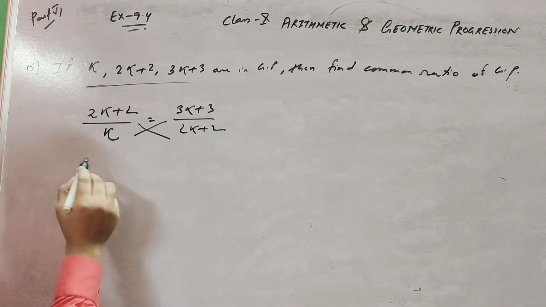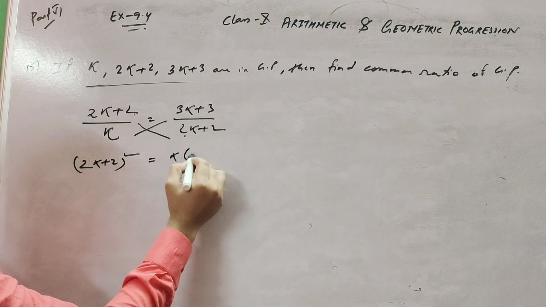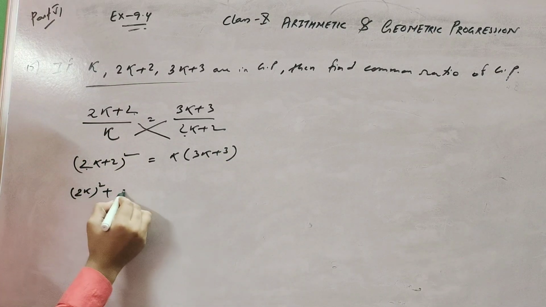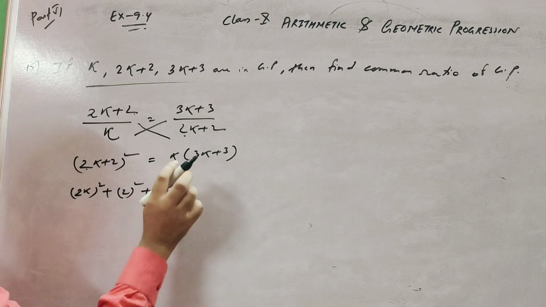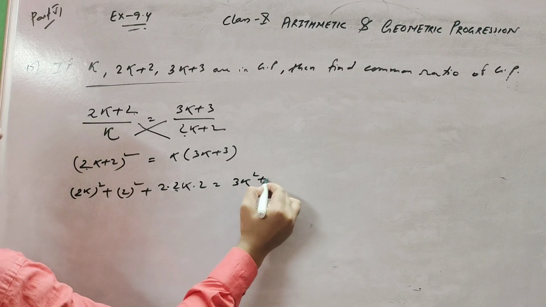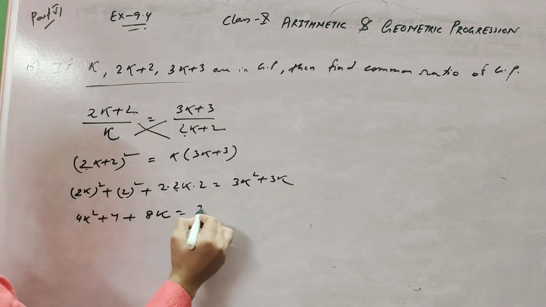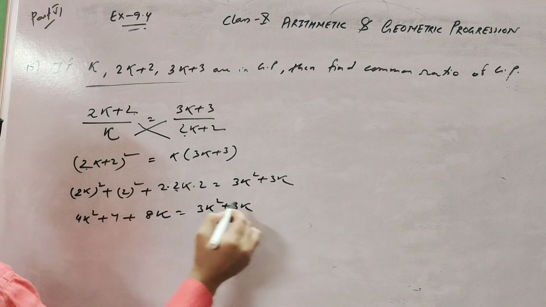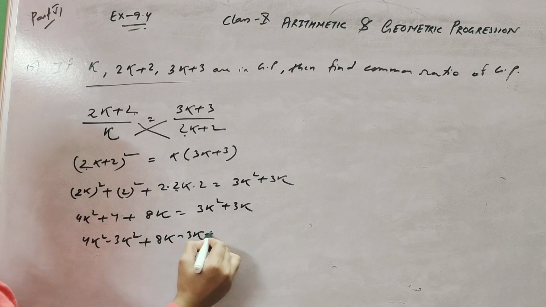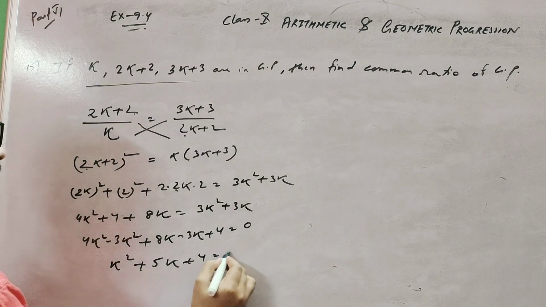So cross multiply. You see here (2k plus 2) square, and here is k times (3k plus 3). So that is (a plus b) square, a square plus b square plus 2ab, and here is 3k square plus 3k. So that is 4k square plus 4 plus 8k, equals 3k square plus 3k. So 4k square minus 3k square plus 8k minus 3k plus 4 equals 0. So here is k square plus 5k plus 4 equals 0.